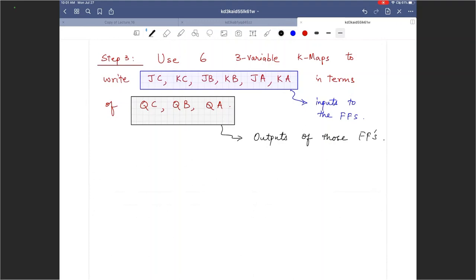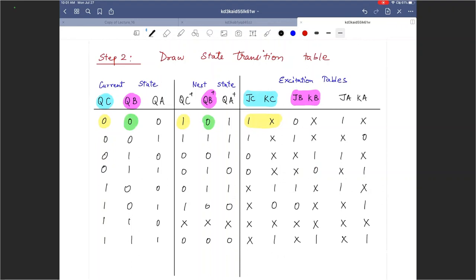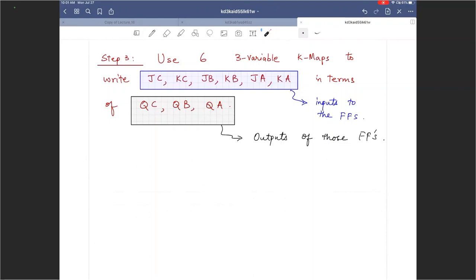So as you can see, this is going to take quite a bit, but that's my goal, right? To use those 6 K-maps and fill them up with all these values. Your goal is to write 6 equations, one each for JC, KC, JB, KB, JA, KA in terms of the current state variables, QC, QB, QA. Once you write those expressions, based on that, you would make all the interconnections. So after you complete step 3, you are going to get 6 equations, and based on those equations, you would connect things. And I will show you the skeleton of this.